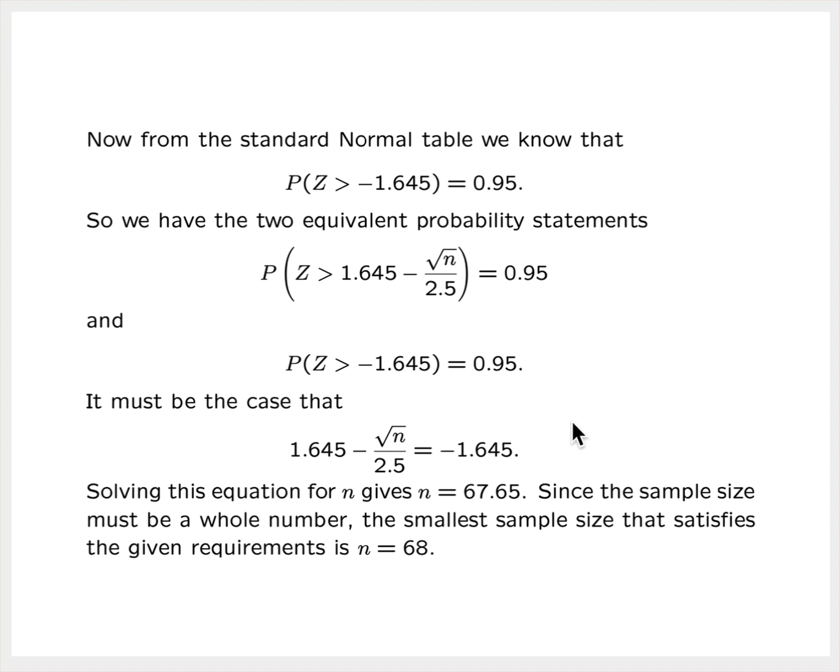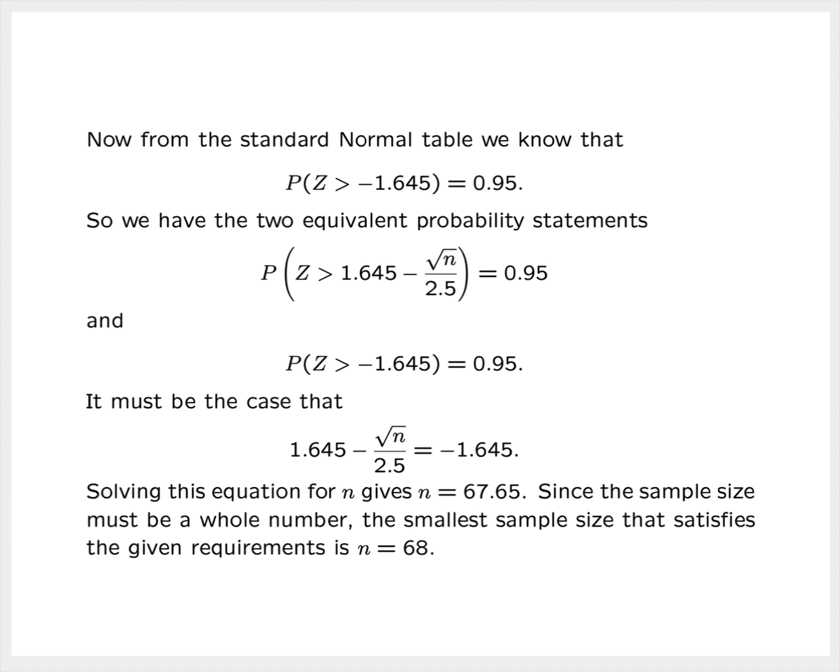Now, since the sample size must be a whole number, what we're going to do is go to the next larger integer. Even if the formula gave us a value of n, let's say 67.21, we're not going to round down. We're always going to go up to the larger integer. And so the smallest sample size that will satisfy the requirement that not only is alpha equal to 0.05, but beta is equal to 0.05 or maybe a little less, would be n equal to 68.